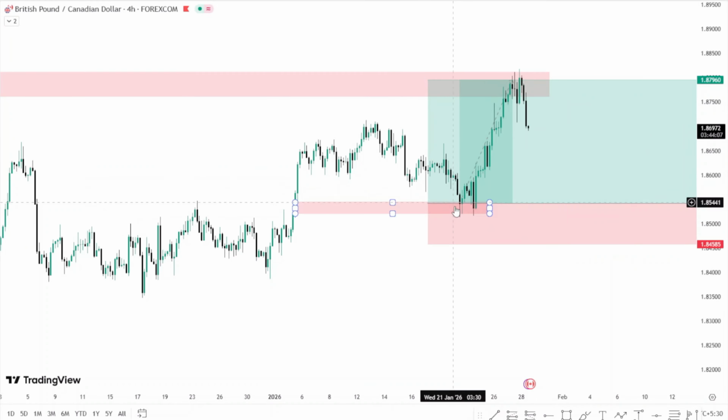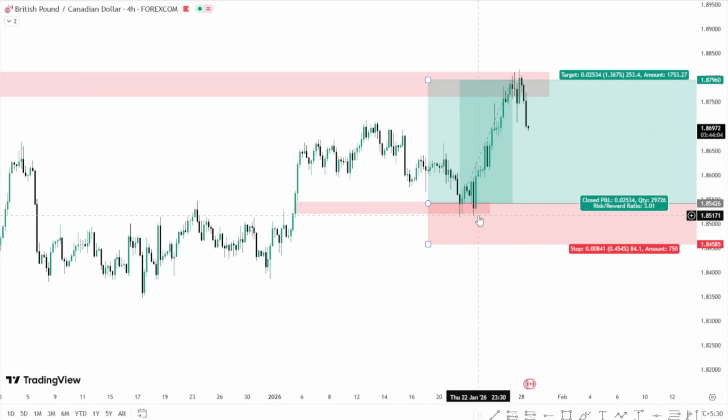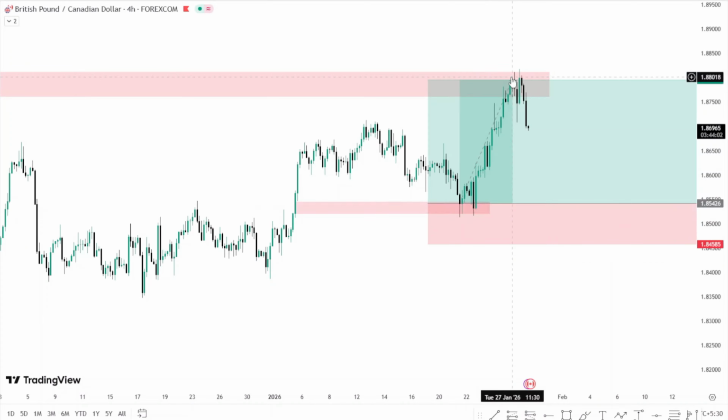And you can see over here, it came down to this area, reacted from there, and it went straight up to give me my target. So that's my entry in GBPCAD. This is a safe entry for me.